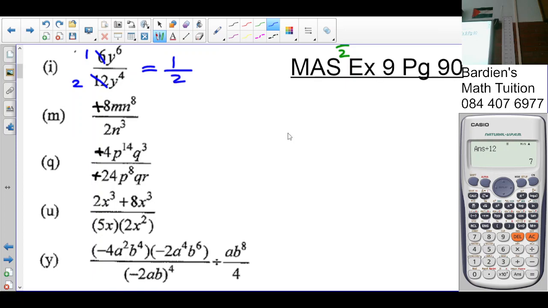Okay. Are these bases the same? Yes. So what must we do to the exponents? We must subtract. So that would be y to the exponent 2. It's y squared over 2, or a half y squared. All of those are correct.